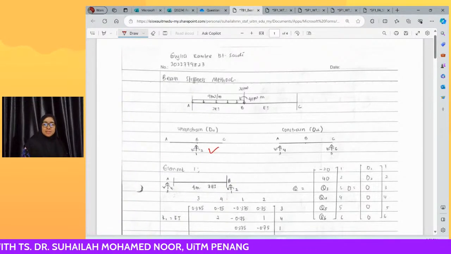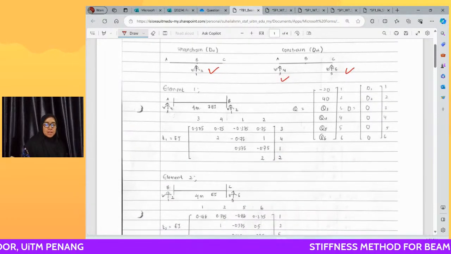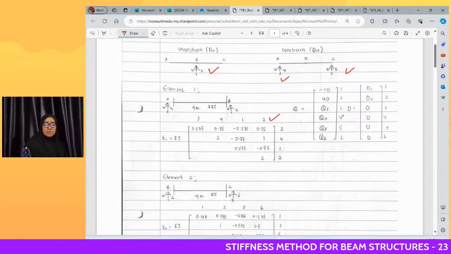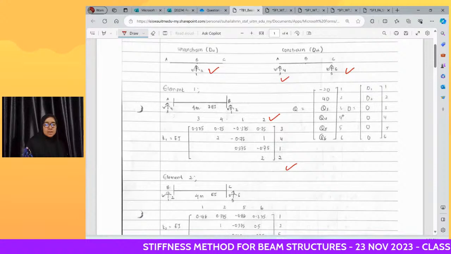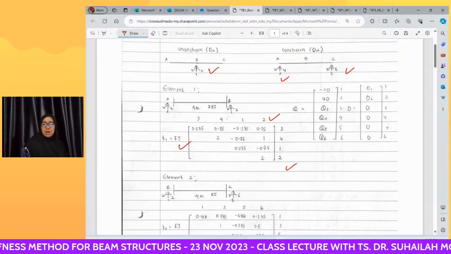The label is correct. 3, 4, 1, 2, this is also correct. EI, you put EI here. For Q.